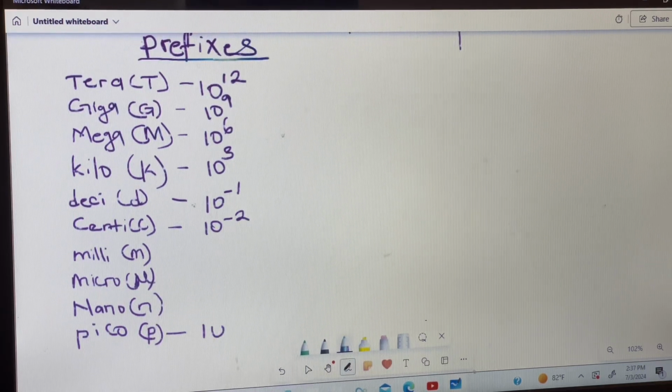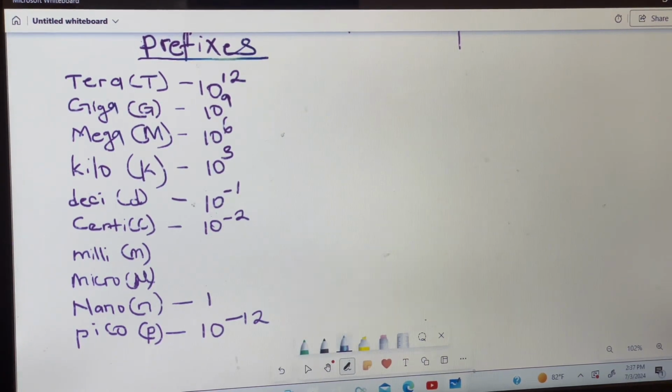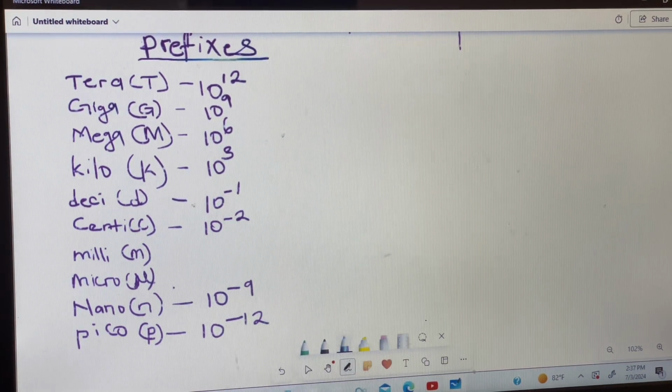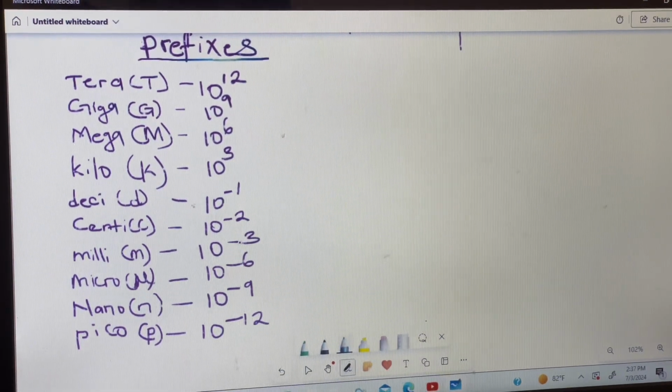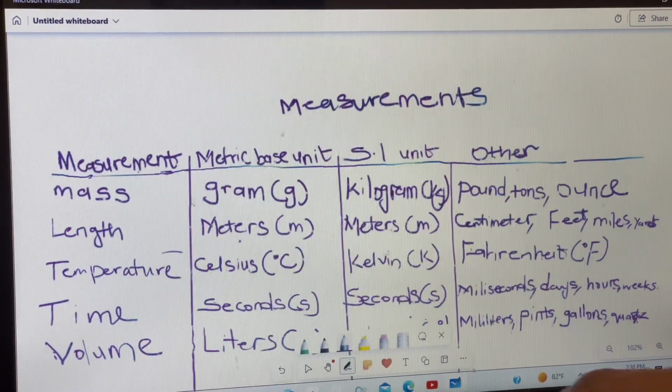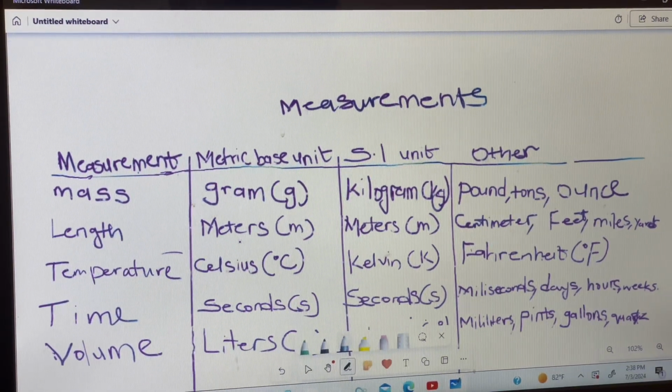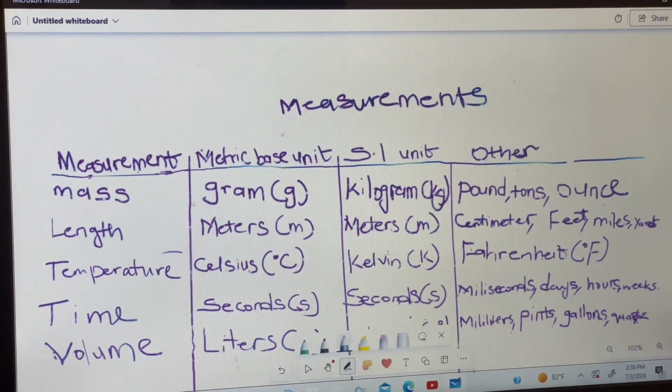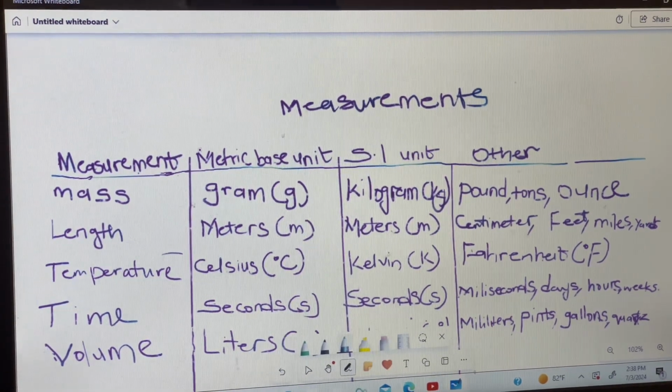I'll start from the bottom. Pico is 10 to the power of negative 12. Nano is 10 to the power of negative 9. Micro is 10 to the power of negative 6. Milli is 10 to the power of negative 3. The first four prefixes are greater than the base, while the rest are less than the base. So we can use the prefixes to change the metric base to other metric units.